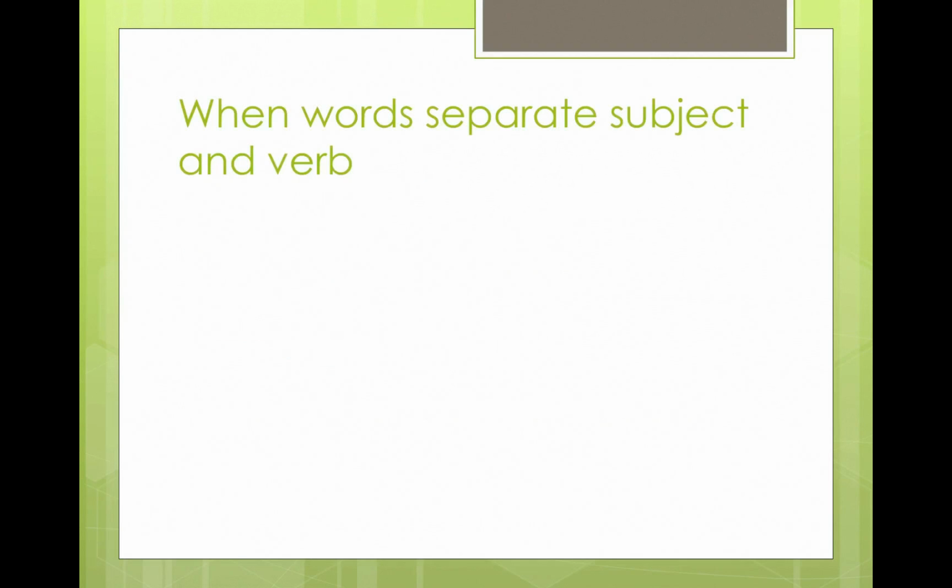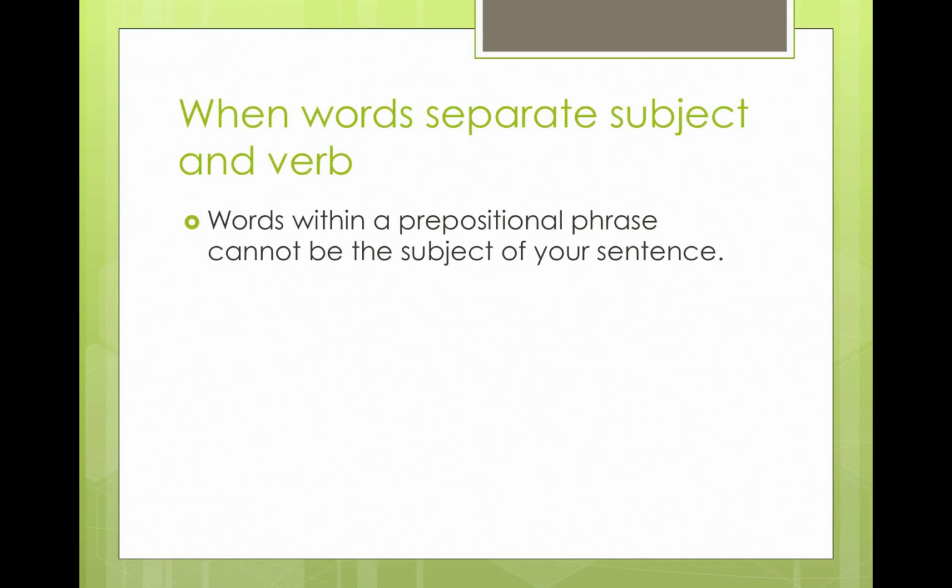Sometimes we run into trouble with our agreement because we tend to separate the subject and the verb in our sentence, and that's fine because we want to write more complex sentences. Sometimes in doing that, the subject and verb aren't going to be side by side like they were in those examples I showed you before. Words within a prepositional phrase, for example, prepositions may come in between your subject and verb, but anything inside the prepositional phrase cannot be the subject of your sentence.